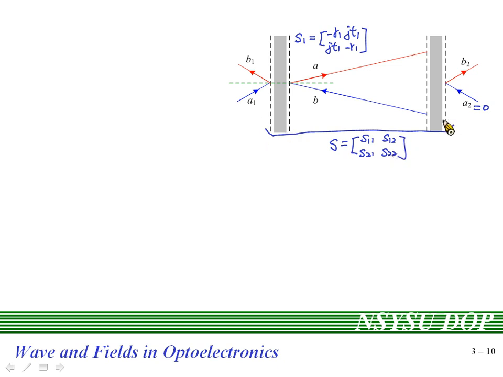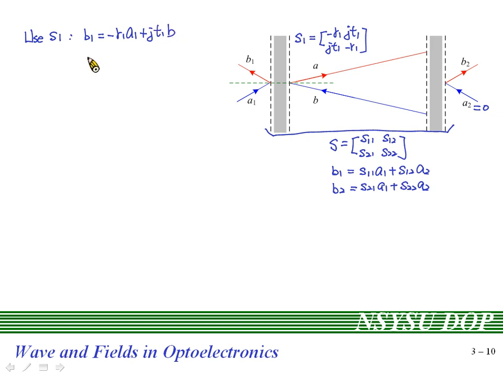And from the definition, we know that B1 will be S11 A1 plus S12 A2. And B2 can be obtained by S21 A1 plus S22 A2. And using the scattering matrix for mirror 1 here, we have the corresponding input-output at both sides. You can say that B1 can be expressed as minus R1 A1 plus jT1 times B.